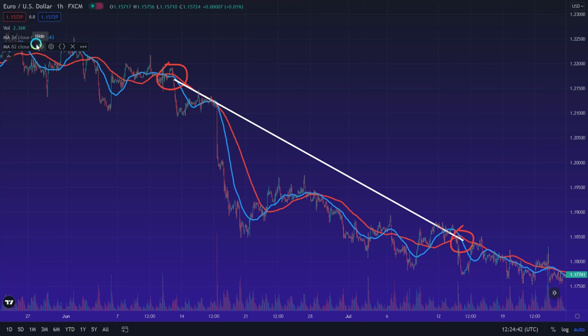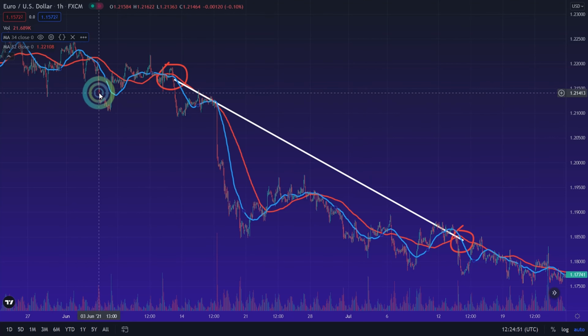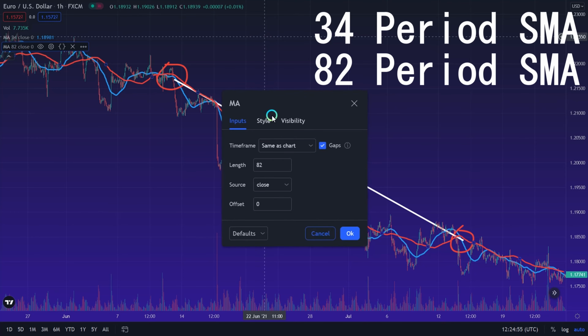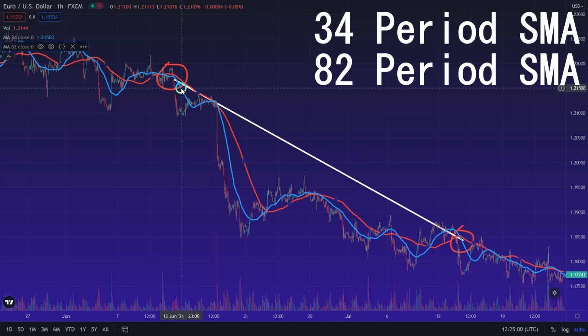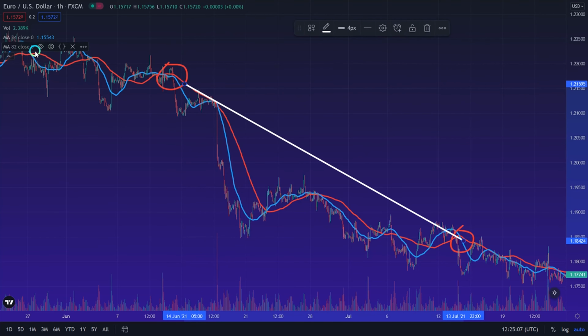The first is really simple. Basically, we have a 34 period simple moving average, and we have an 82 period simple moving average. It is the blue line on the chart. Second, we will need 2 other moving averages, but first I show you what is the first condition.